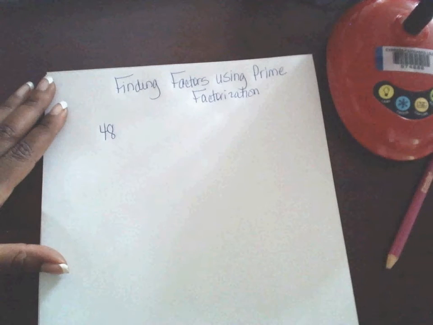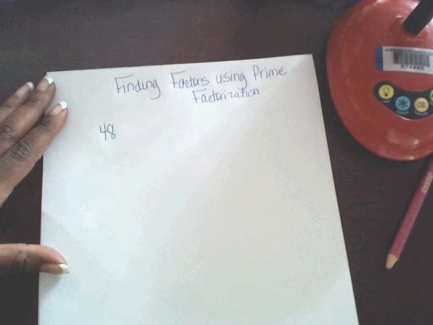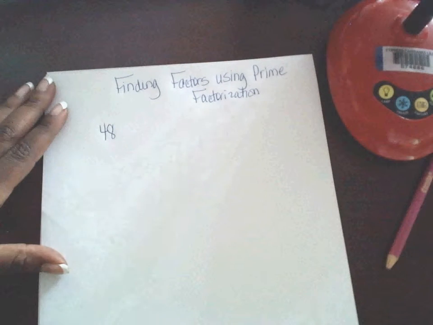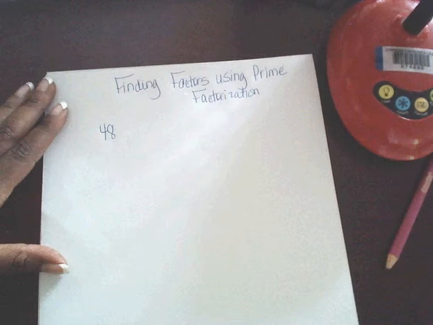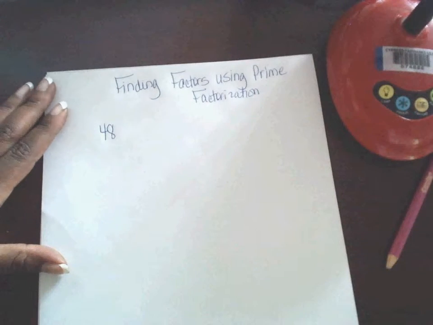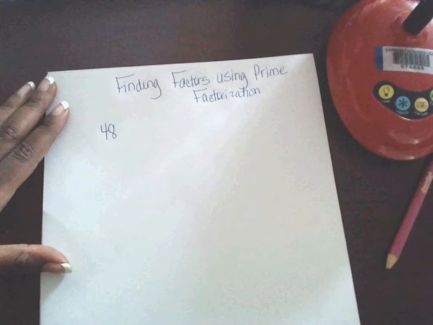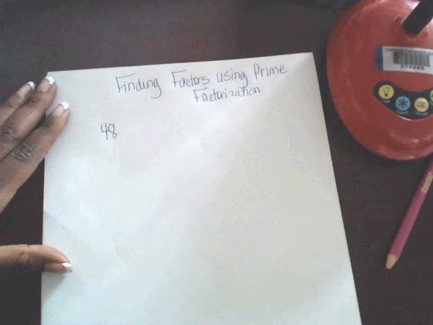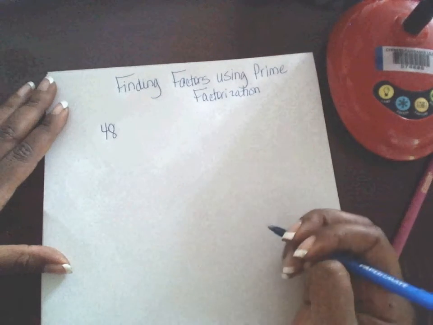So today we're finding factors using prime factorization. We have used prime factorization to break numbers down, but we haven't used it to find all the factors of a number. So we've done 48 before, so I'm going to talk us through the process, and then we'll start with the other part.